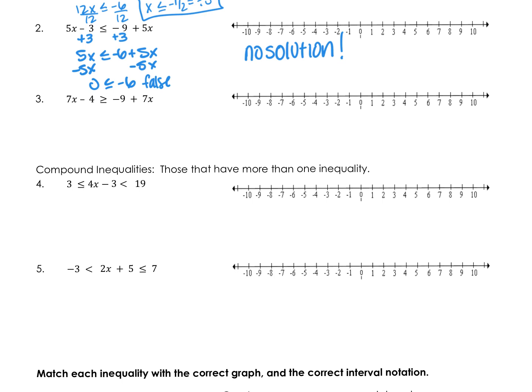Depending on what you do first here, your answer might look a little different. You could have added 9 to both sides first, you could have added 4 to both sides first, or you could have subtracted 7x. Those are all valid conclusions. I'm going to add 9 first.